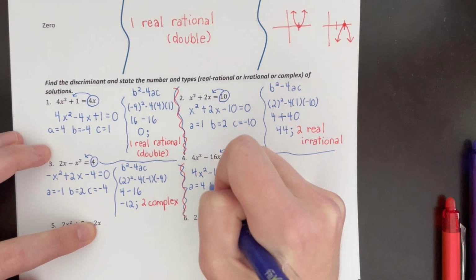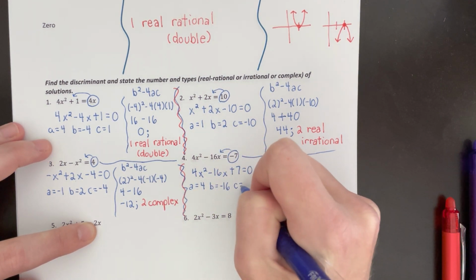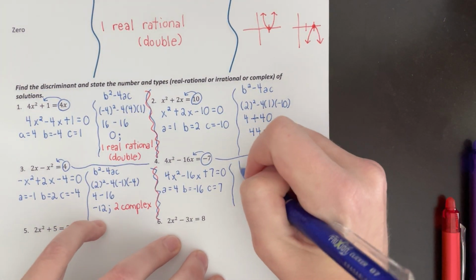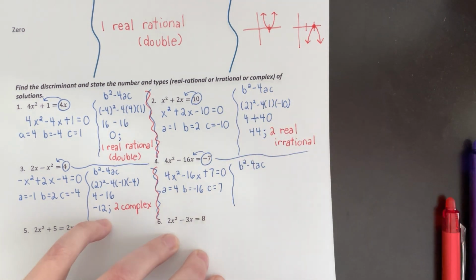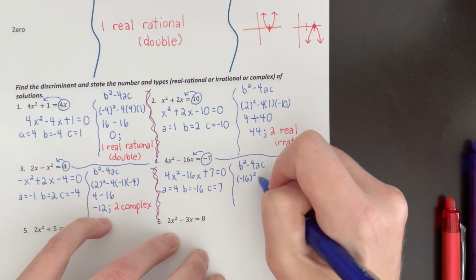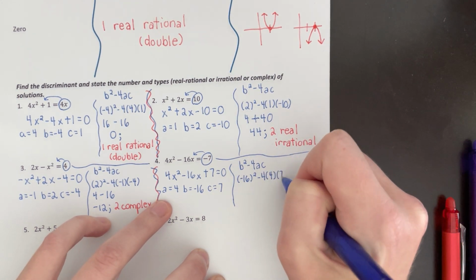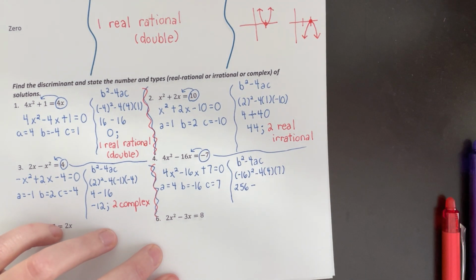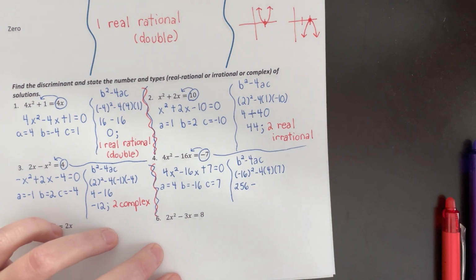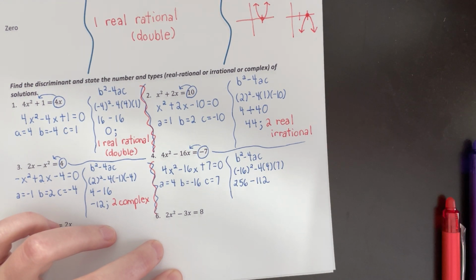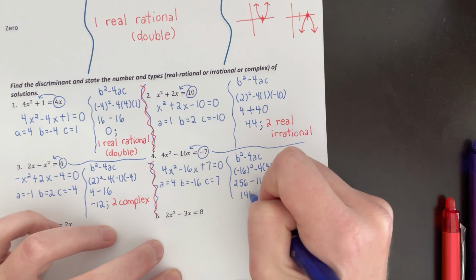Okay, so here we've got 4x squared minus 16x plus 7 equals 0. So a equals 4, b equals -16, and c equals 7. I better bust out my calculator for this one. Let's see how bad it gets. Okay, b squared minus 4ac. So we've got negative 16 squared minus 4 times a times c. Okay, so I know this is 256 minus, and then 16 times 7 is 112. Okay, so 256 minus 112 is 144.